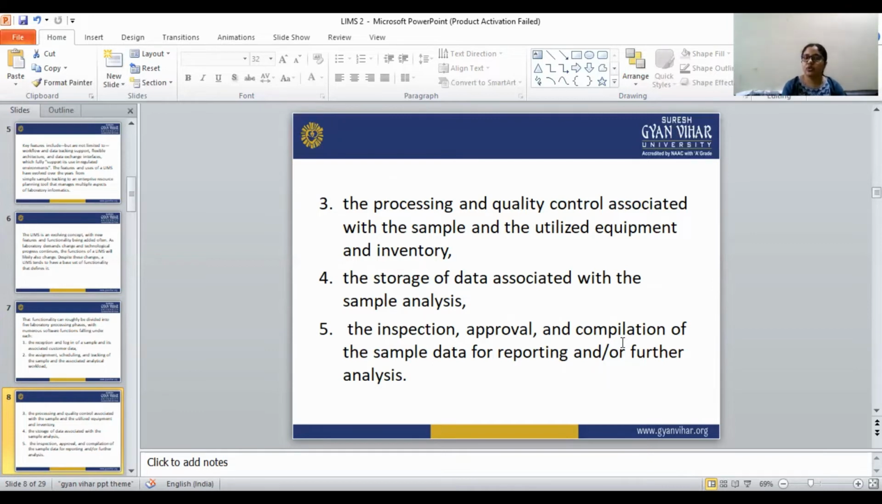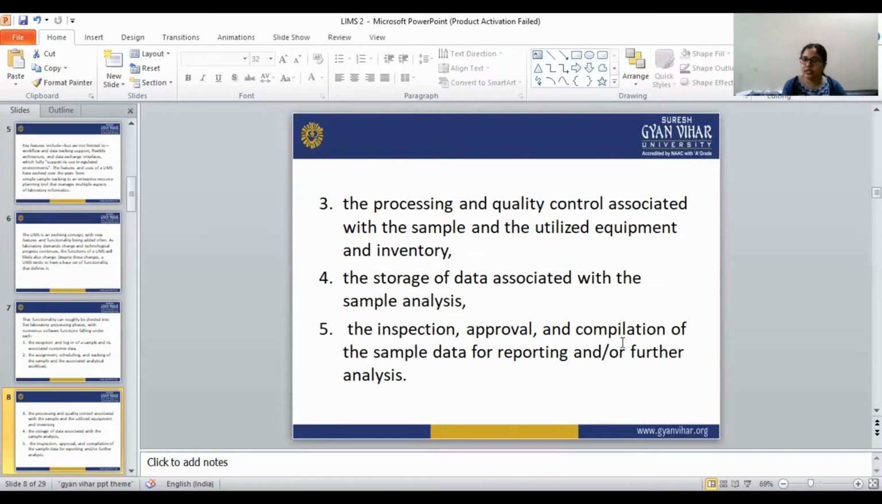And next is storage of the data. After processing the data, they have to store the data for the analysis and all. So the fourth phase is the storage of the data that is associated with the sample analysis.